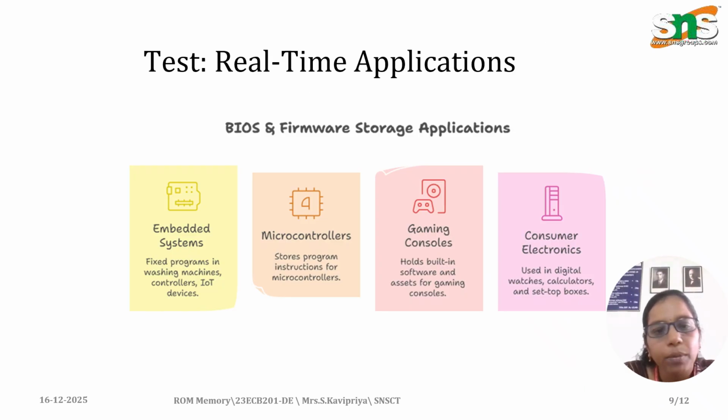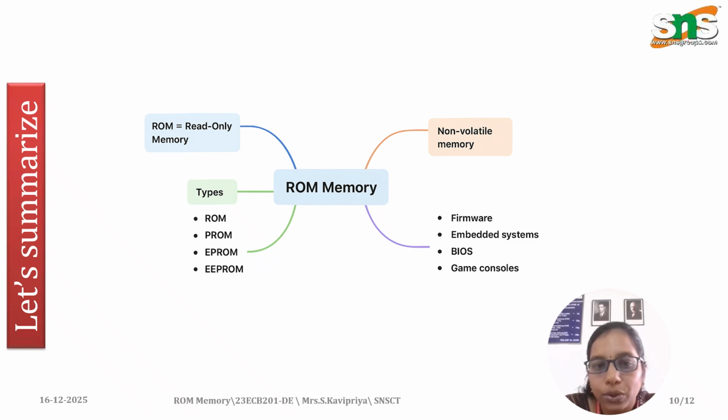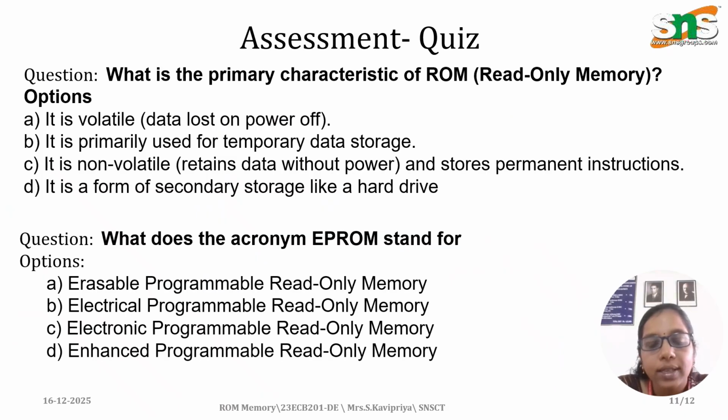And next one is real-time applications. It is used in embedded systems, for storing programs in embedded systems like washing machines, controllers and IoT devices. It is used in microcontrollers for storing program instructions. It is used in gaming consoles for storing software. And it is used in consumer electronics like calculators, watches and set-top boxes and so on. We have discussed what ROM is, the types of ROM, the applications and also the architecture.